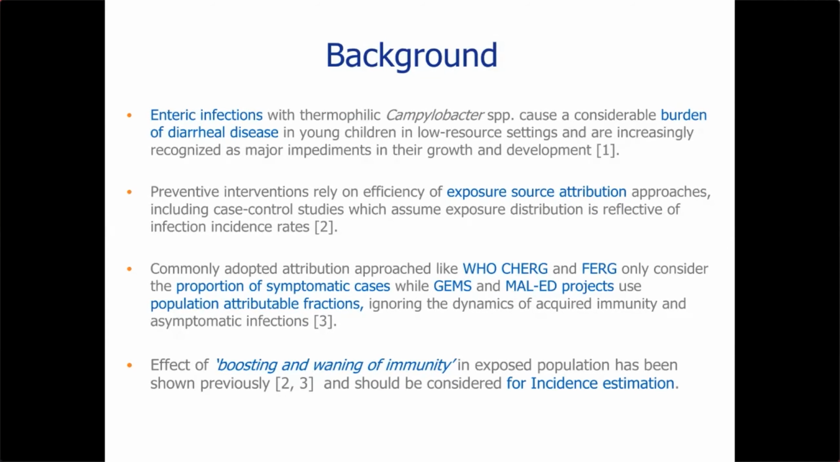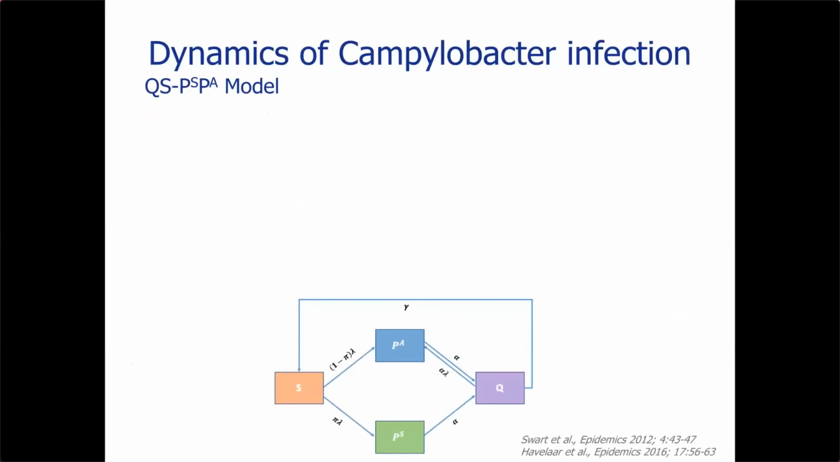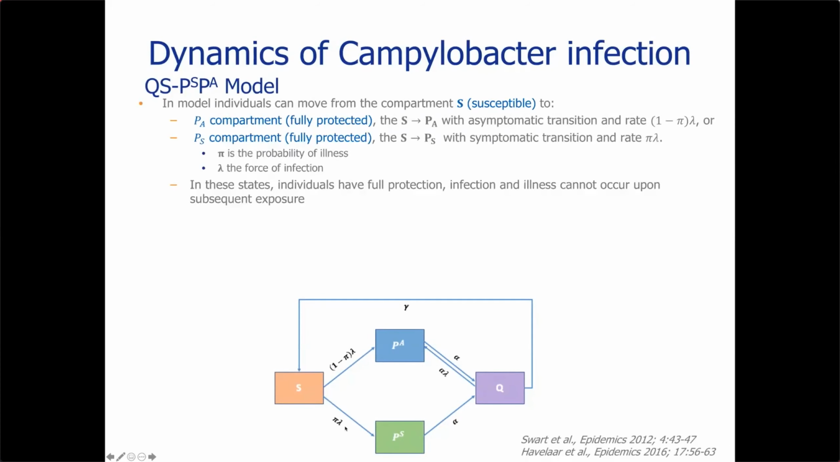They proposed a very simple four-compartment model where the population from the susceptible state can move to the protected state with a probability of illness pi and a force of infection lambda. This transition can be either asymptomatic or symptomatic; people can be ill or not ill. But in the protected state, they cannot get infected further or get ill. Due to the waning of immunity, they move to the partially protected compartment, and from here, with further waning, they can move back to the susceptible compartment.